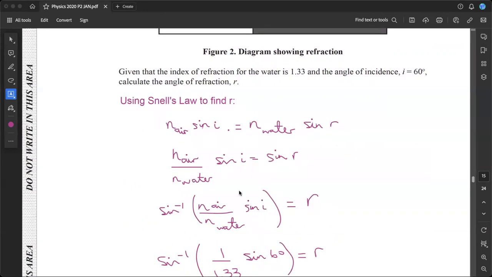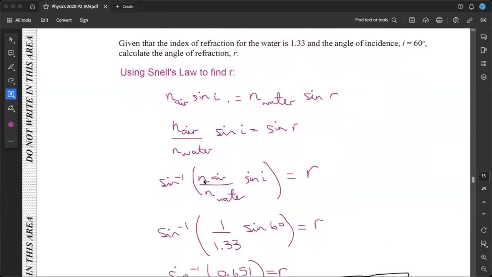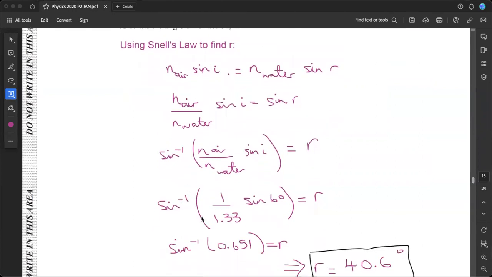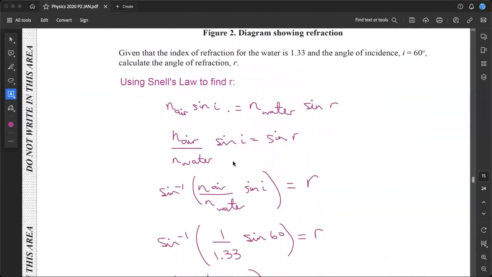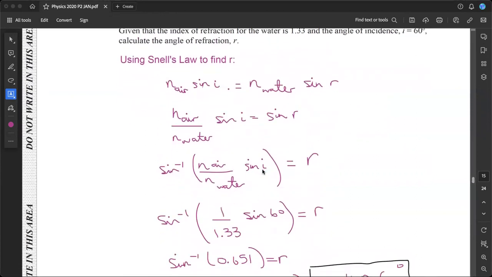And then, of course, we're going to have to take the inverse sine of both sides to get out our r, which is the angle that we want. And so that's what I've shown, that rearrangement here. And then finally, we're going to plug in the values that we know. We know the refractive index of air is 1, so we put 1 here. We know the refractive index of water is 1.33. They just told us that up here. And then we know that the angle of incidence is 60, so we just plug that in here, right?